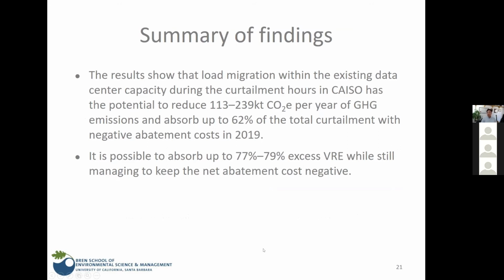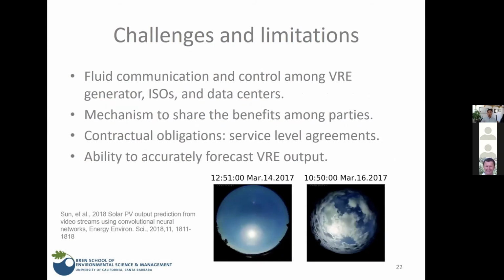So in summary, the result shows that the load migration within the existing data center capacity during the curtailment hours in CAISO has the potential to reduce 113 to about 240 kiloton of CO2 per year. That was based on 2019 data, and it can absorb up to 62% of the total curtailment with negative abatement cost in 2019, of course depending on the server utilization rate. It is also possible, according to our analysis, to absorb up to 77–79% of excess DRE while still managing to keep the net abatement costs negative. So this is, in a way, simulation results.